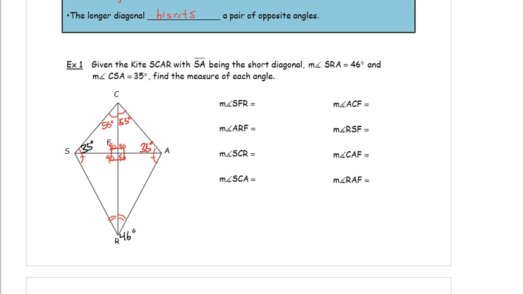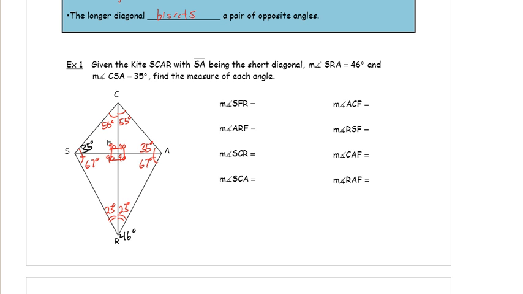Okay, down here we have the whole thing's 46. It was cut in half. So we have 23, 23. And now we're going to go ahead and do the same type of thing. 90 plus 23 is going to give us 113. 180 minus 113 is going to give us 67 degrees. And we're done. So now we're going to go ahead and fill everything in.